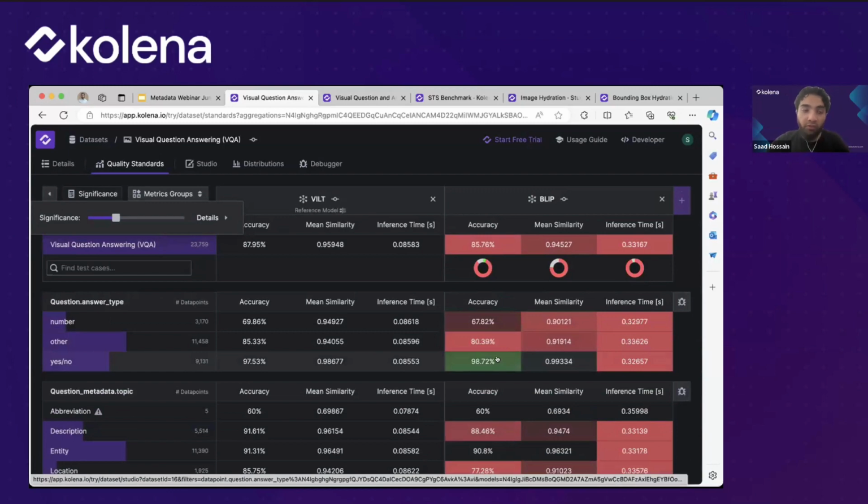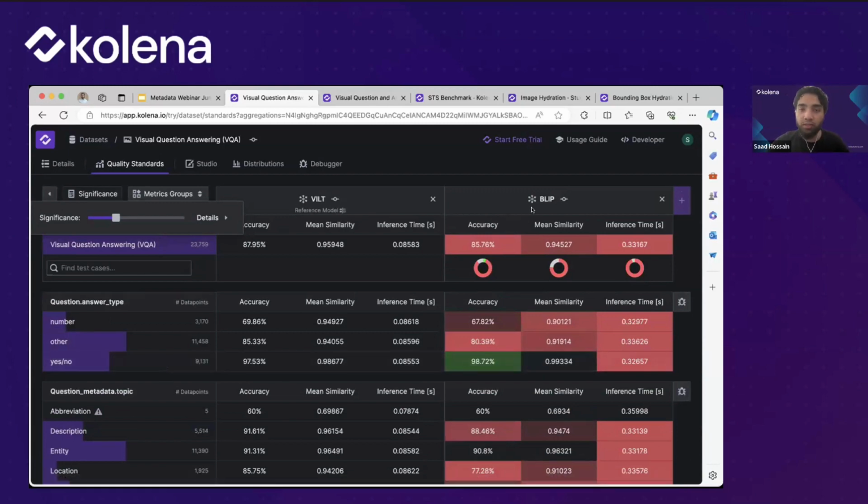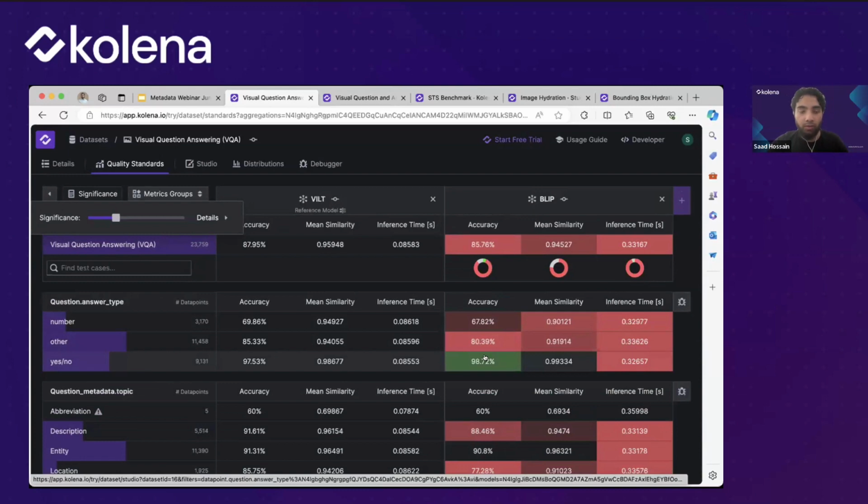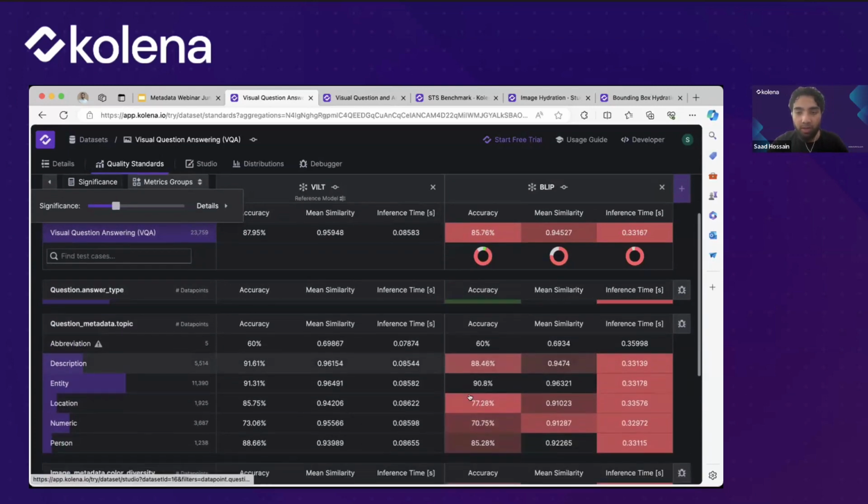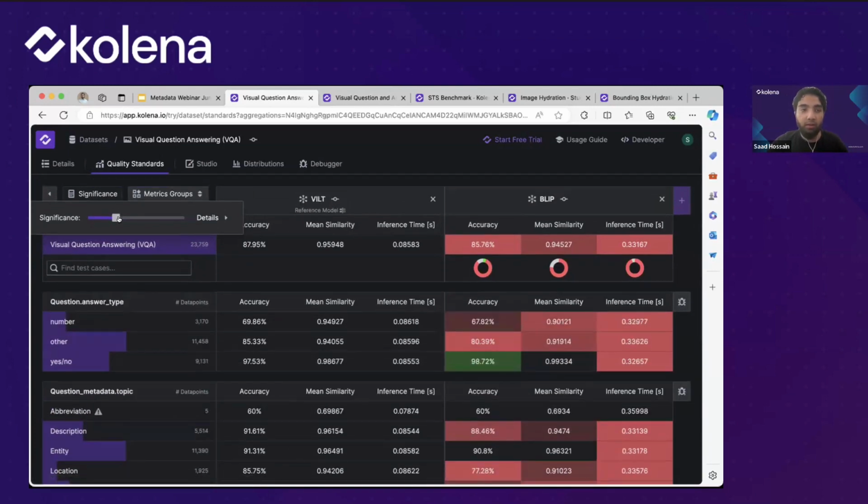So if we value yes or no questions a lot more, then we might reconsider the decision to deploy Wilt. But if we value it equally to other properties, we may have an easier discussion in deciding whether to deploy the Wilt model or the Blip model.